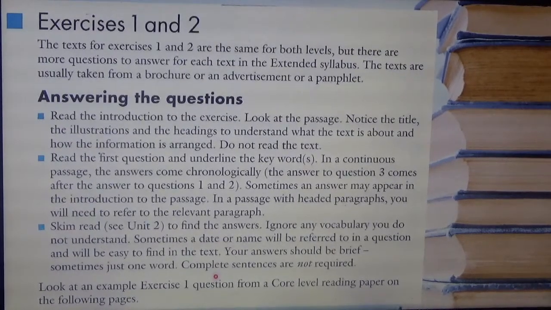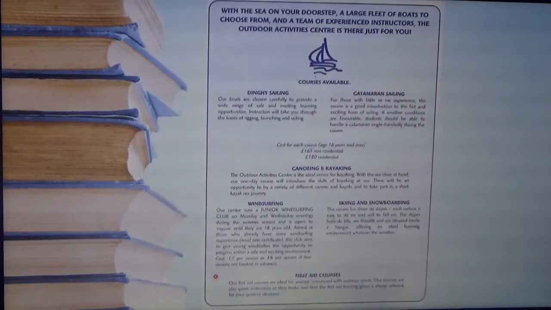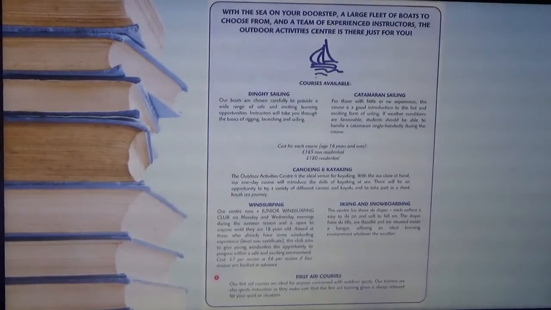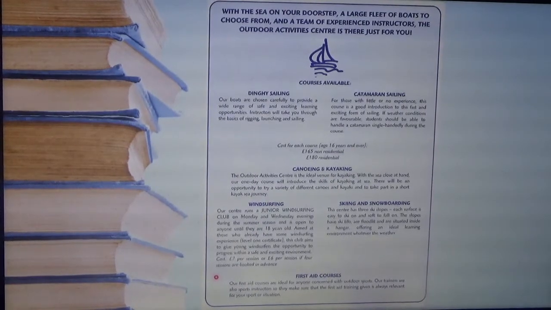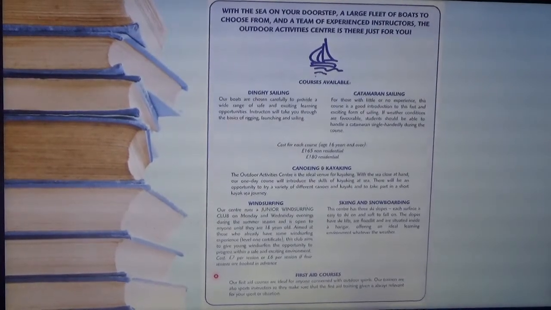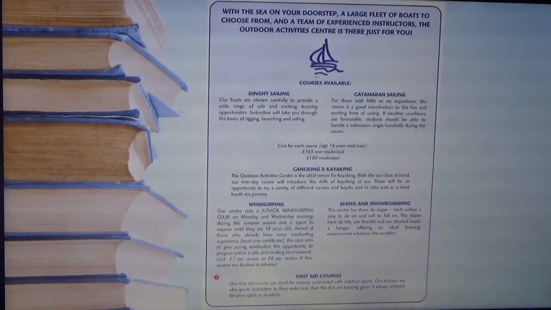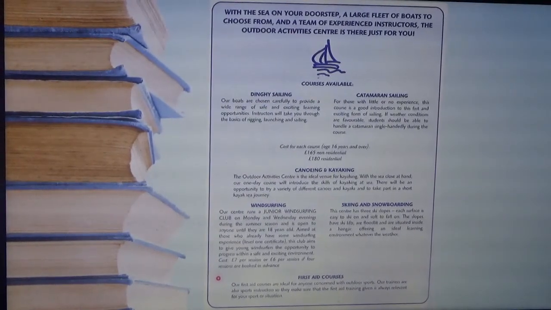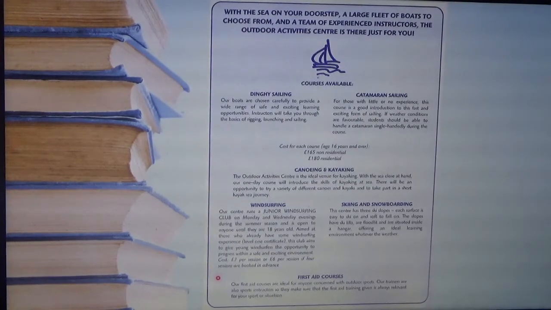You will find here a sample text. This is an example exercise 1 question from a core level reading paper, and we shall try to see how we will be answering the questions that go with this. And we will have a copy of the questions as well. Now, you may read this sample passage, but before you do that, I'm going to tell you how we should deal with problems like this.